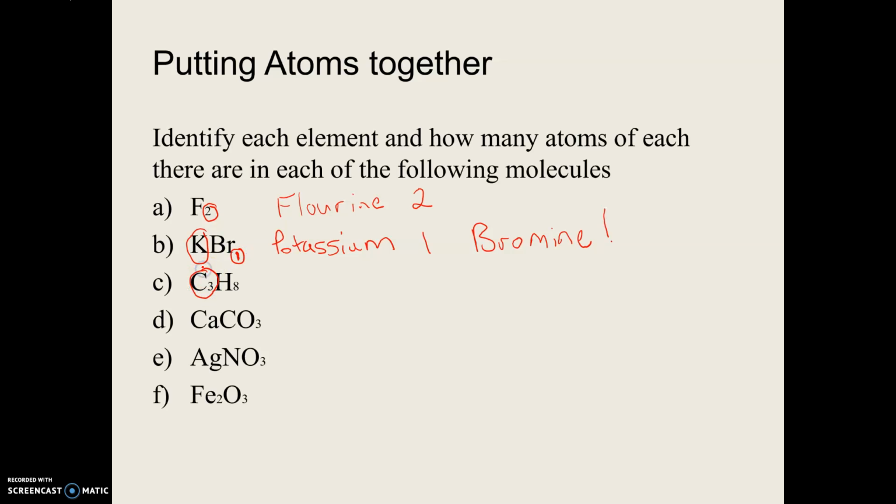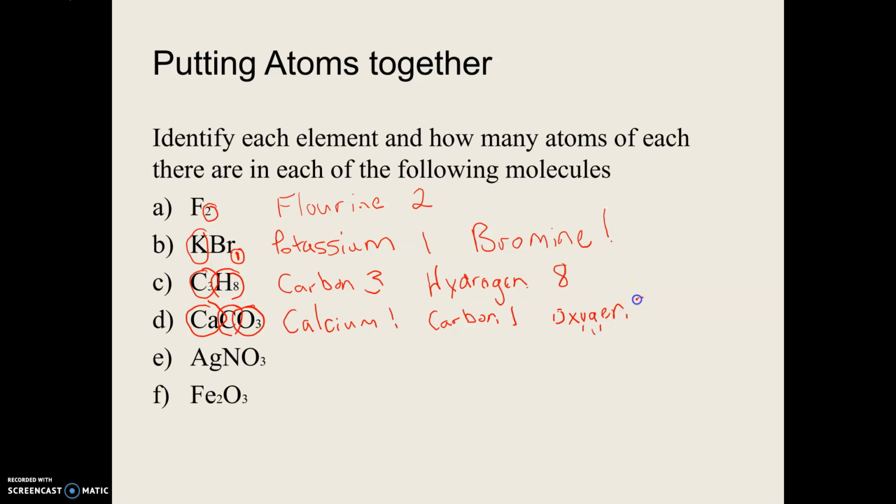Now looking at here, I have carbon, and I have 3 of them. And then I have hydrogen, that has 8 of them. Now looking here, I have calcium, and I have 1. I have another capital here, so this is carbon, which is 1, and this is oxygen. Okay, and there's 3 of those because of this little 3.